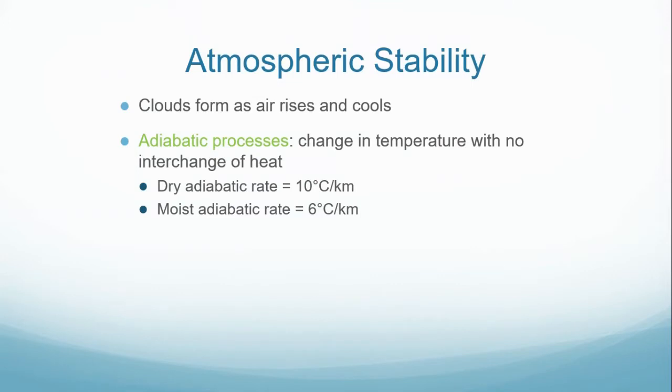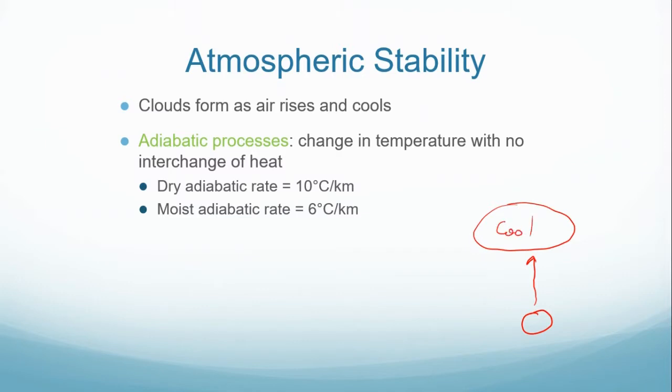Before we look at the different types of atmospheric stabilities, let's take a quick look at the two different types of adiabatic processes. Now, an adiabatic process is a change in temperature in which there is no interchange of heat. So let's consider you have a bubble of air. It's a thermal, is what we called it back in chapter 2. This thermal is warmer than the air around it, so it will rise, and as it rises, it expands and it cools.